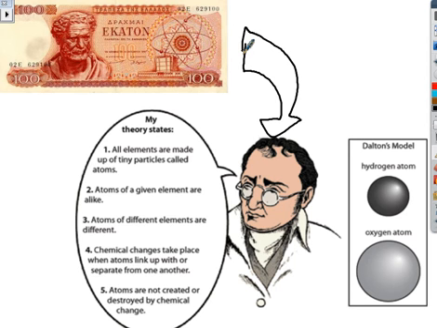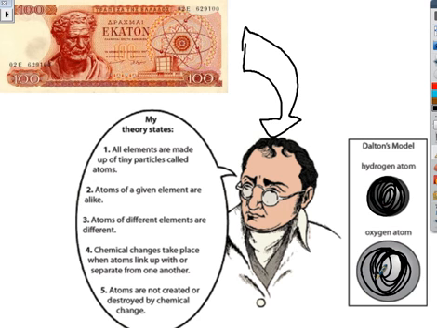He thought that atoms of given elements are alike. Atoms of different elements are different. Chemical changes take place when atoms link up or separate from one another, and atoms aren't created or destroyed by chemical change. So that was kind of the current understanding of the atomic model. We were left with this billiard ball model, where atoms are the simplest bits of matter. We can't go any smaller than it, and they're just these spheres.